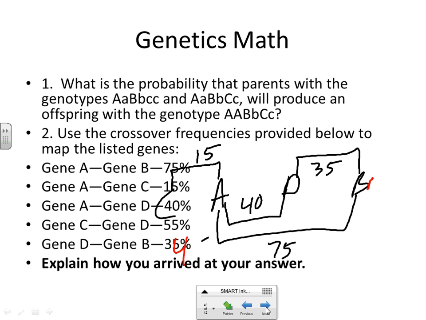So you would write down for your answer CADB. Or remember, they might also flip it and write it the other way, BDAC. Because are we really determining the direction here? We're just determining the relative order that they're in, is all we're doing. That's what mapping does. Make sense?